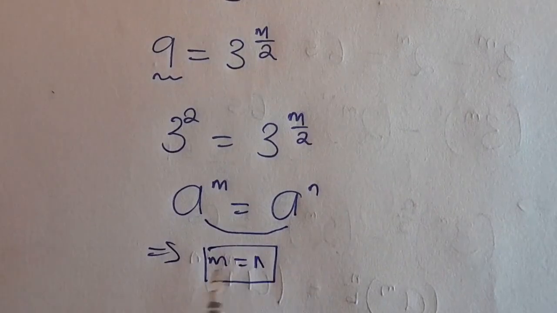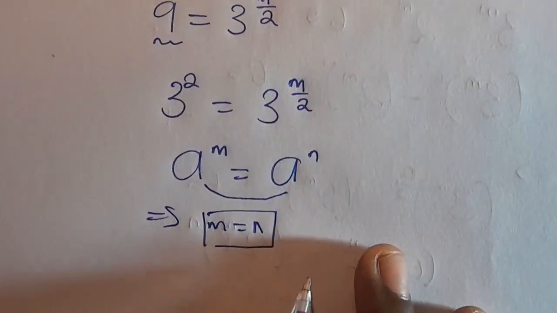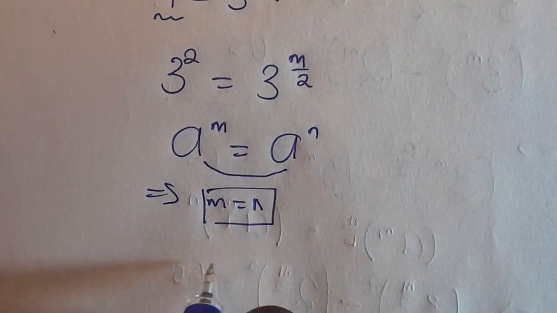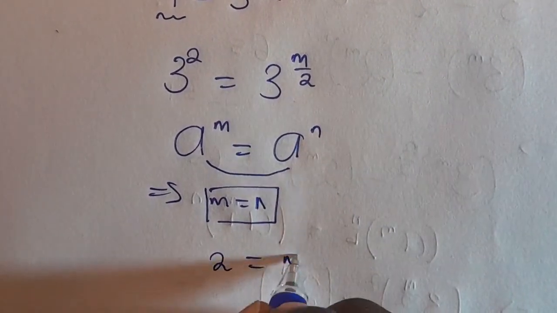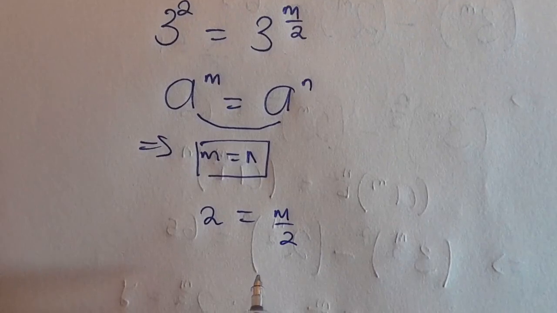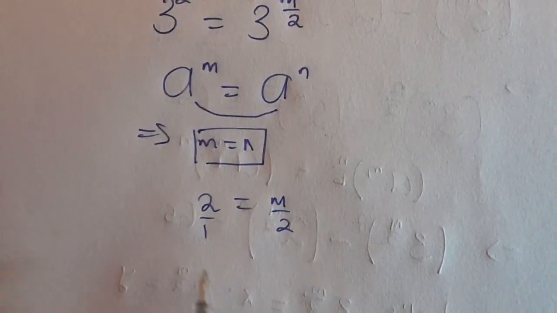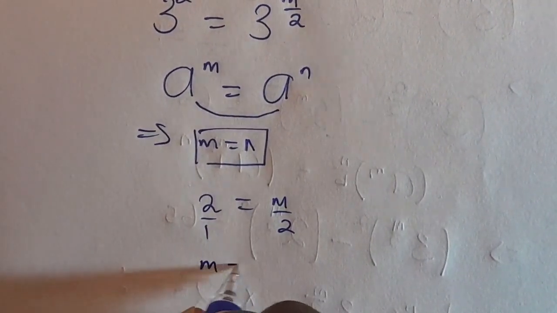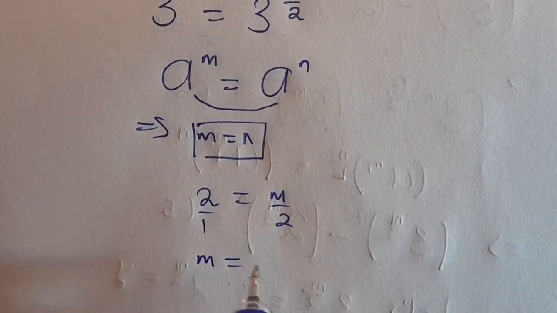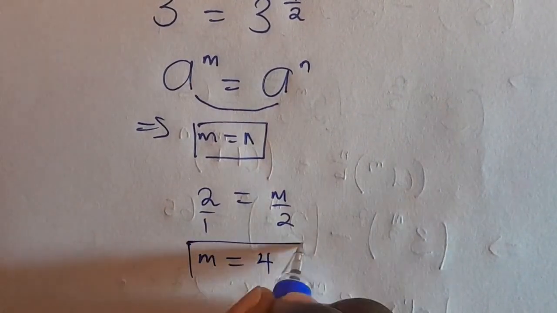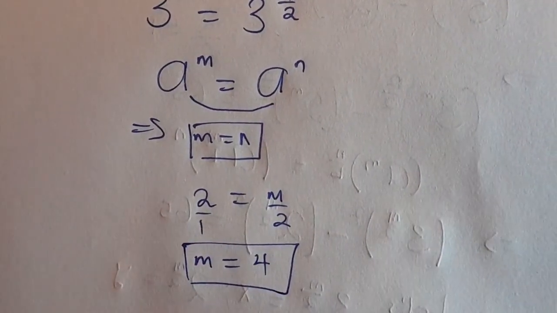So having known this, let's apply it here. So we're going to have 2 equals m divided by 2. Now, when you cross multiply, 1 times m will give us m, 2 times 2 will give us 4. So we have m equals 4.